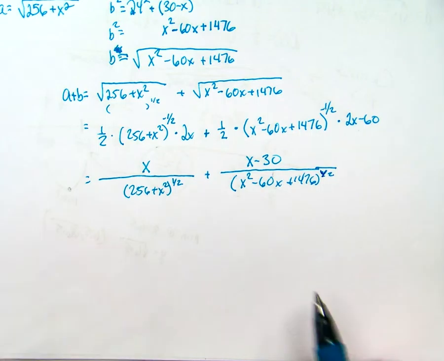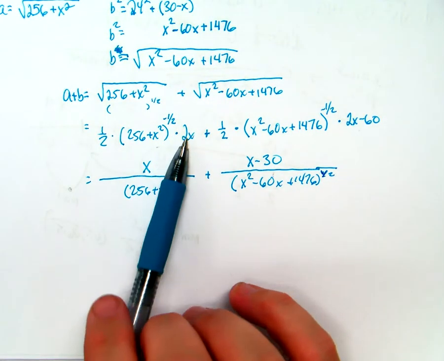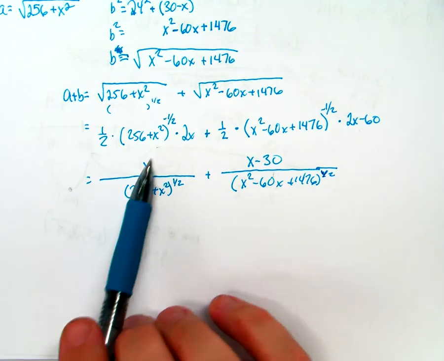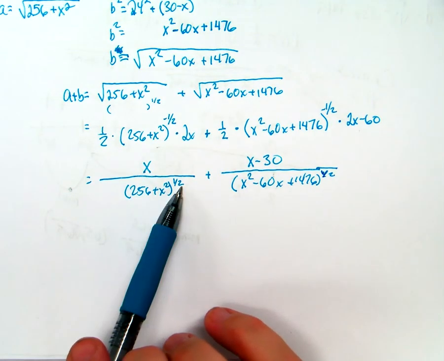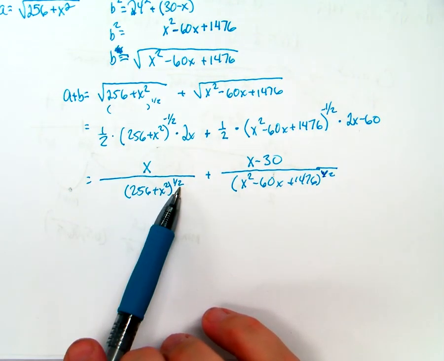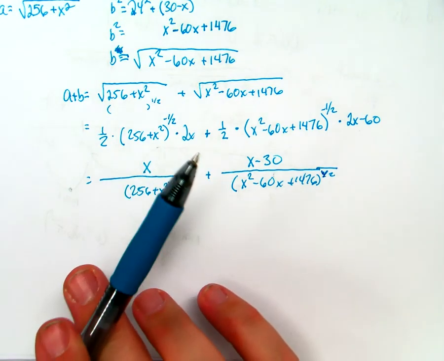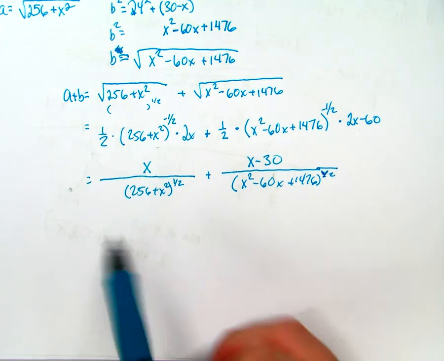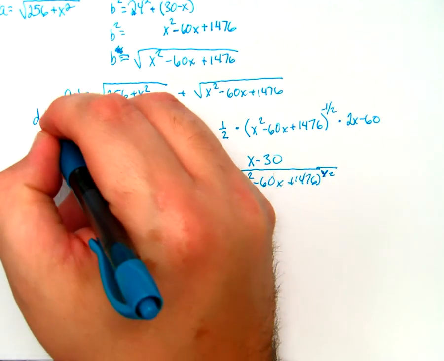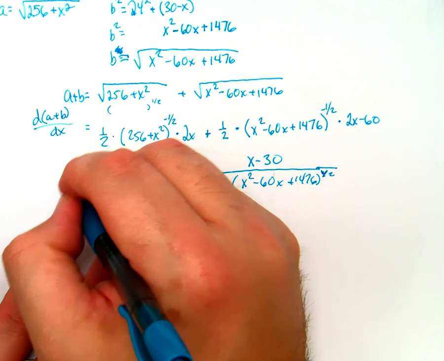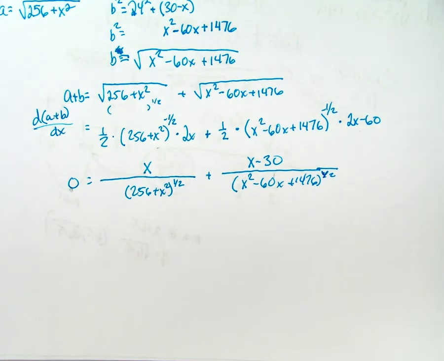Well, in this case, they're both raised to the negative 1/2 power, so I have to put them in the denominator, and they're just raised to the 1/2 power. And then we've got to set this equal to 0. So this is the derivative AB with respect to x. Set it equal to 0. Subtract one of them to put it on the other side. And then cross multiply.